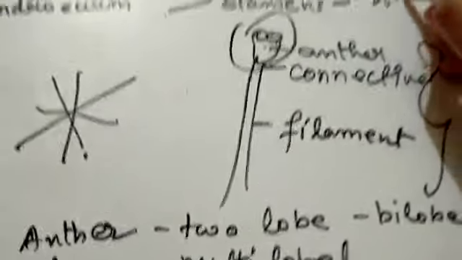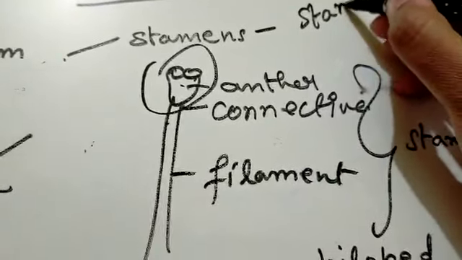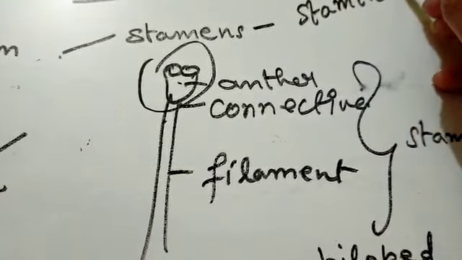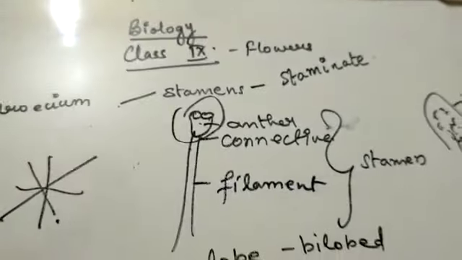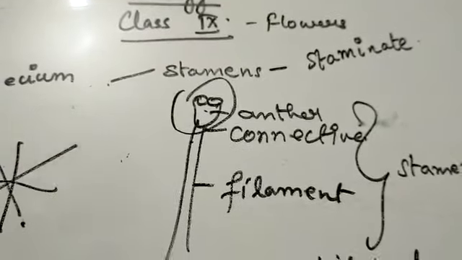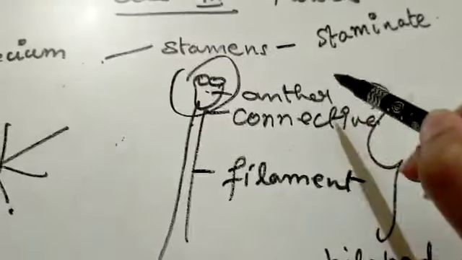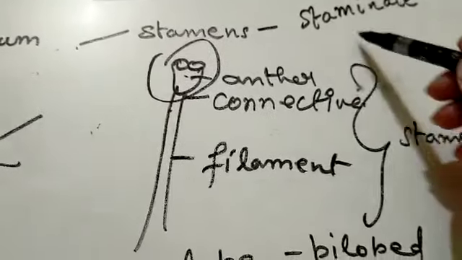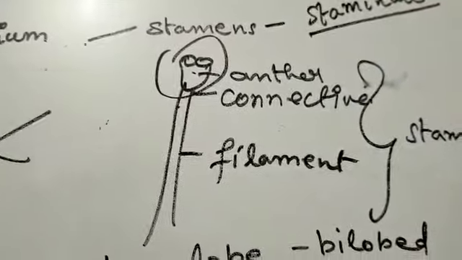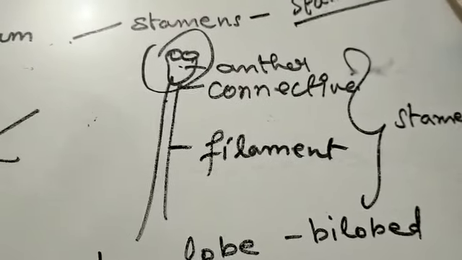As I told you last class, sometimes it is not a complete flower, it is incomplete, that is one or the other part is missing. In that case, if it has only the male part and the female part is missing, then we call it a staminate flower.